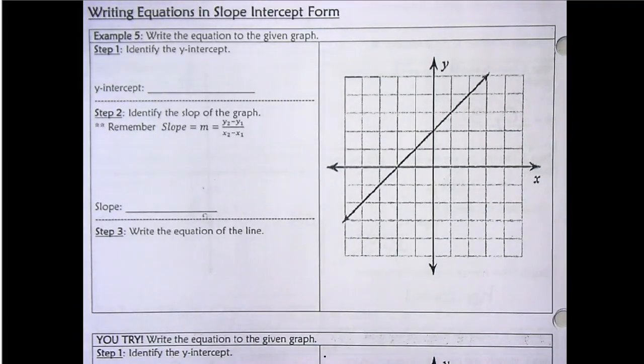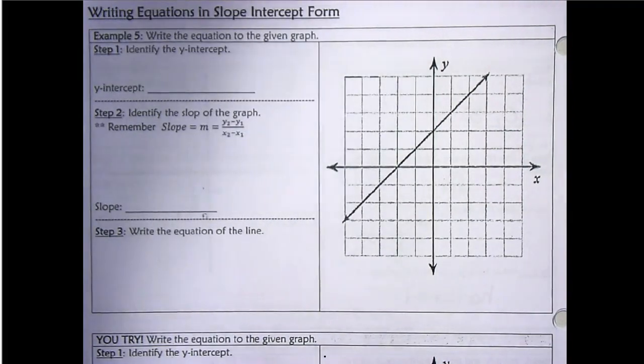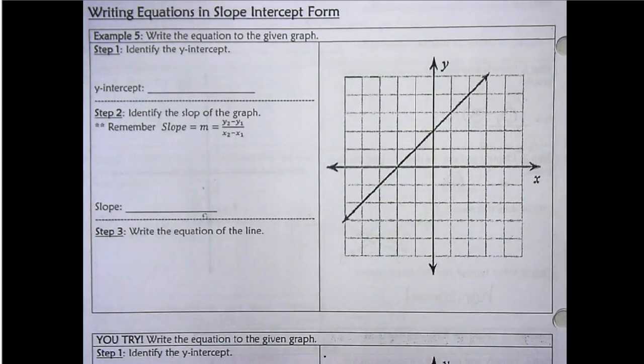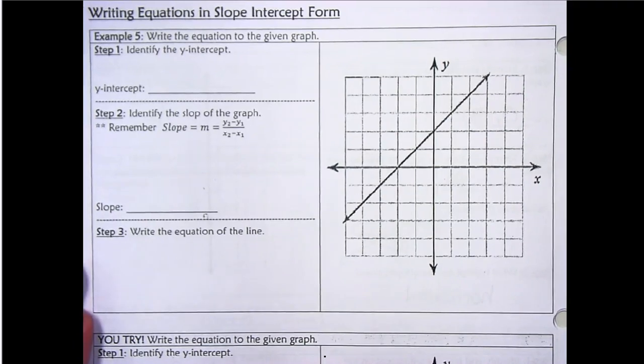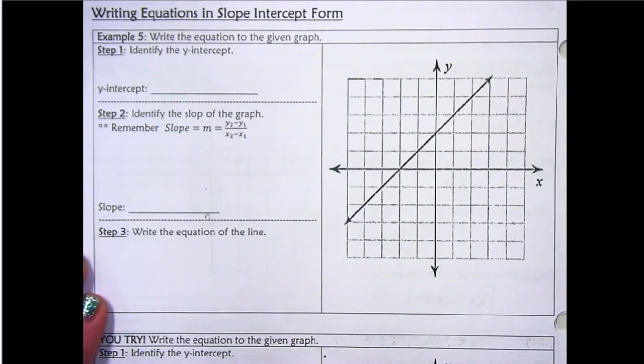So, this is Algebra 1, Unit 6, Lesson 4 continued. And in these examples, we are going to write equations in slope-intercept form. For example 5, and then on to the U-try. So for example 5, it says, write the equation to the given graph.